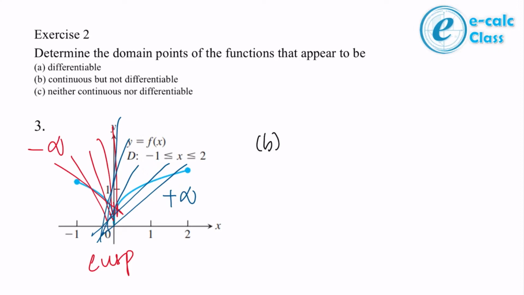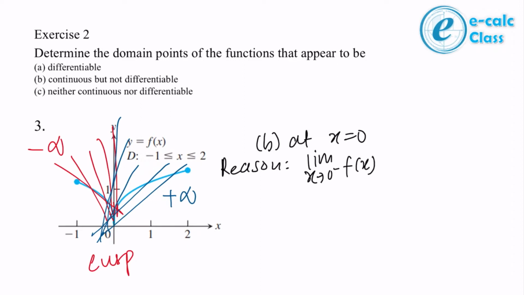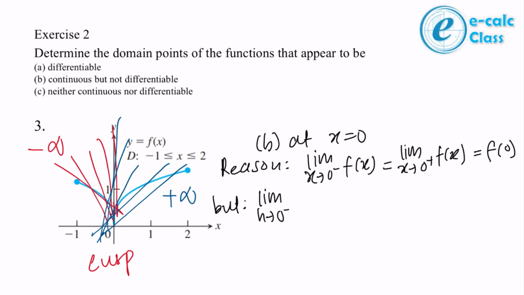It is continuous at x equals 0, but not differentiable. What is the reason? The limit from the left is the same as the limit from the right, which means the limit exists, and moreover it equals f of 0. But it is not differentiable because the one-sided derivatives differ.